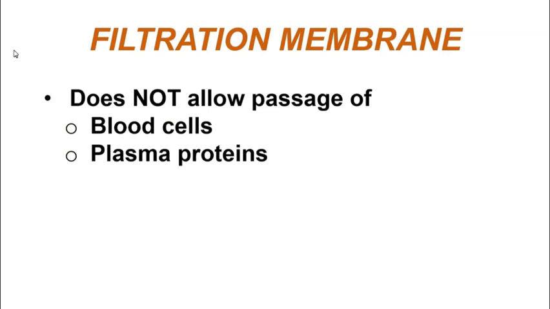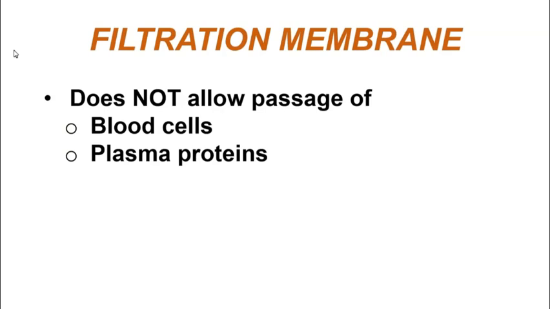larger cells and proteins. So blood cells in a healthy kidney are prevented from entering the filtrate. Plasma proteins are too large to pass through the filtration membrane and into the filtrate. So protein in the urine or blood cells in the urine indicate a problem at the filtration membrane. It could be that the filtration membrane is damaged, for example, and it's allowing blood cells or plasma proteins to flow into the filtrate.